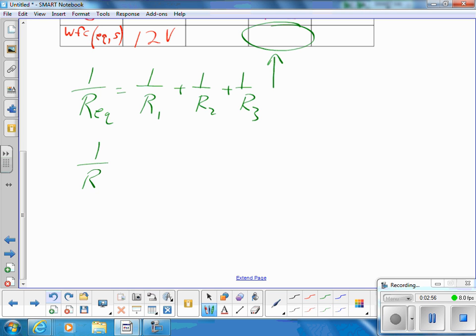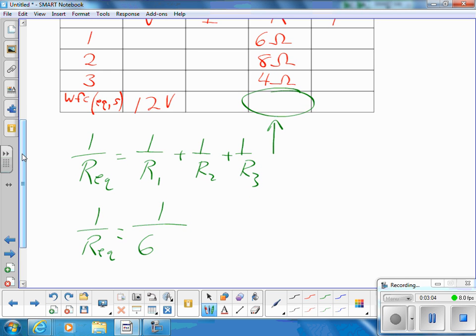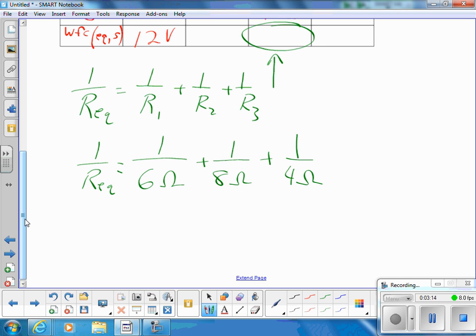And I will plug in the values that I have. 1 over R1, I have to go back and look and see what these are. There's 6 ohms plus 1 over 8 ohms plus 1 over 4 ohms. All right. And we're adding fractions here, so as I said, I just have to be a little bit careful. I'm going to pause this for a second.